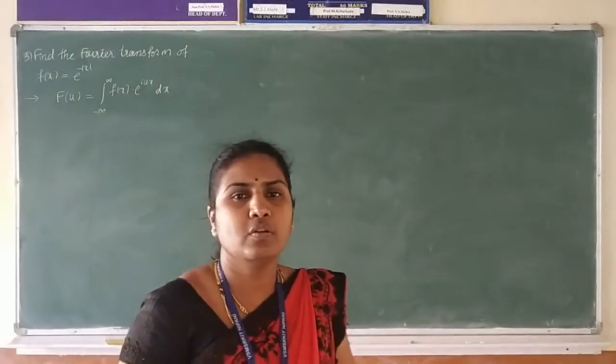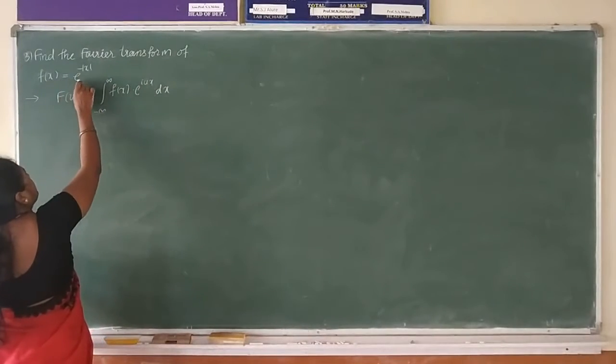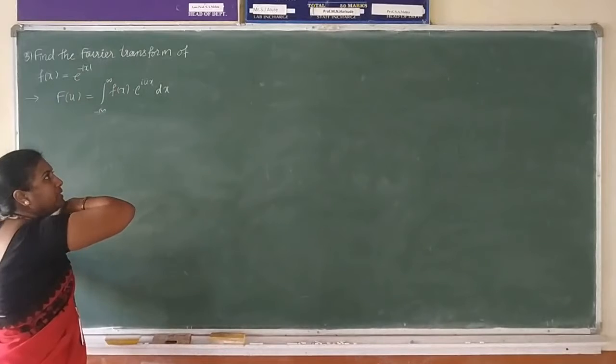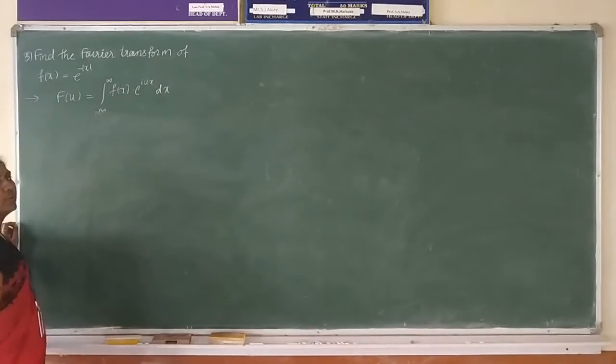Hello students, let's solve the next problem. Find the Fourier transform of f of x equals e to the power minus mod x. Here the function is e to the power minus mod x. Let's solve this one. Consider the Fourier transform.